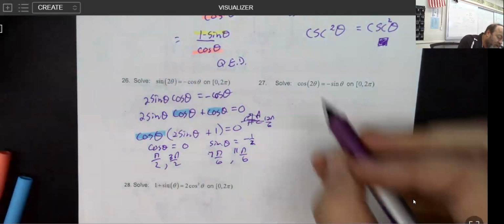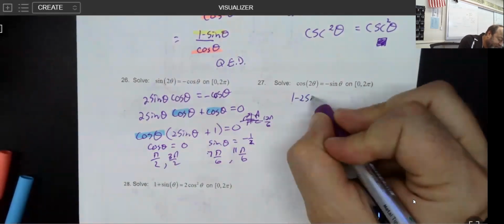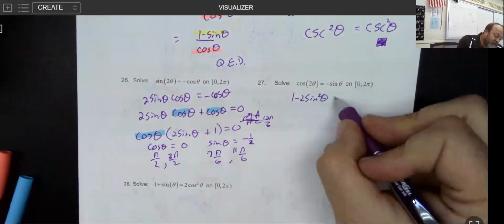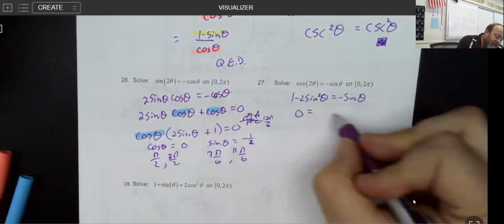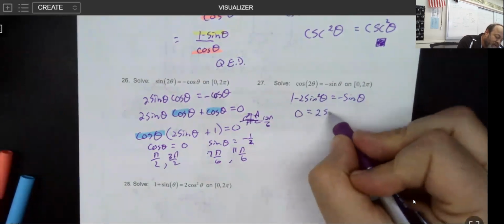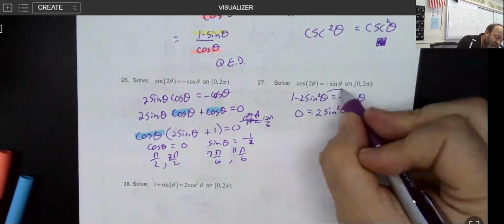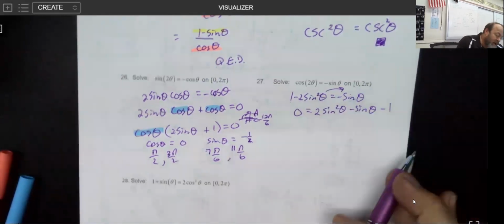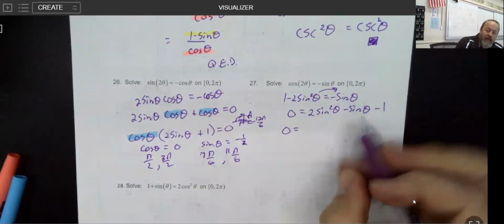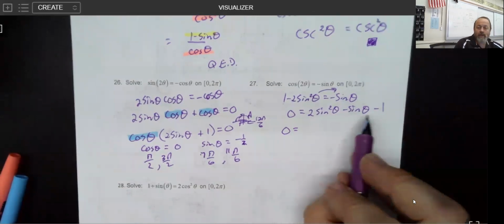Let's rewrite this as 1 minus 2 sine squareds. Let's leave this as a sine. Now, again, like I said, I'd like to make it equal to 0, so I'm going to move the sine squared over. I'm going to leave this sine where it is, and I'm going to move that 1 over. And then I'm going to do just a little ax squared plus bx plus c, little quadratic.